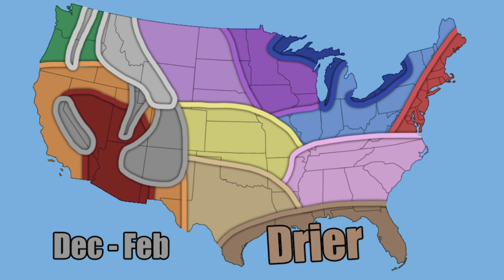Now, over parts of the Gulf states, this is where I'm expecting drier than normal conditions over much of the winter. Over parts of coastal Texas, Louisiana, Mississippi, Alabama, and into parts of southernmost Georgia and all of Florida, I'm expecting drier than normal conditions.